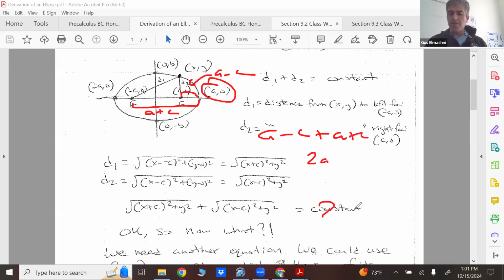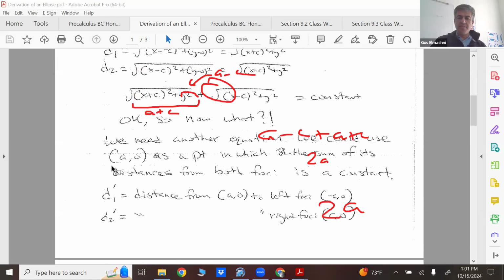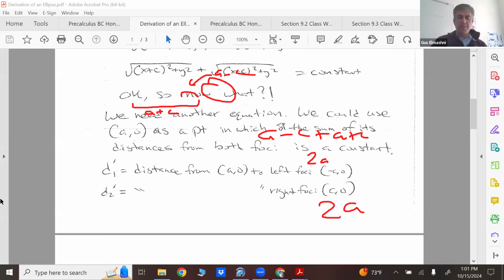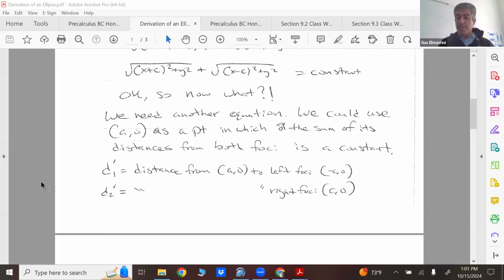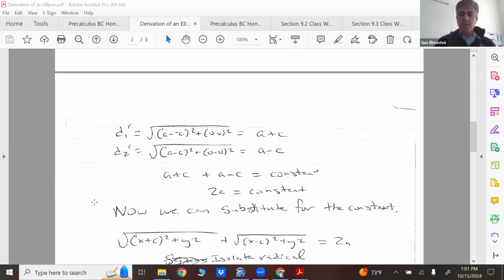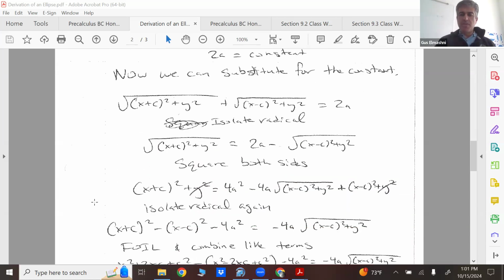So this has to equal 2A. That has to equal 2A. That's exactly what I did here. Say we need another equation. We could use (A, 0) as a point at which the sum of the distances from both foci to that point is a constant. So you get 2A. Okay, cool. So you substitute.